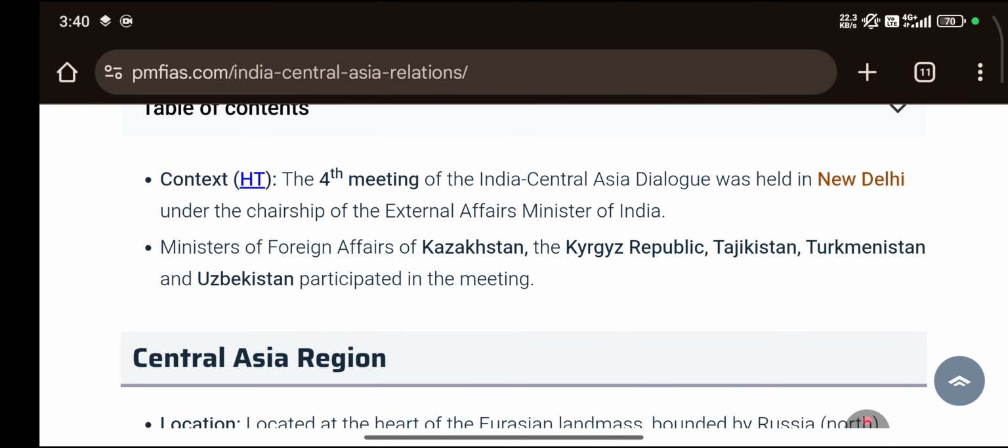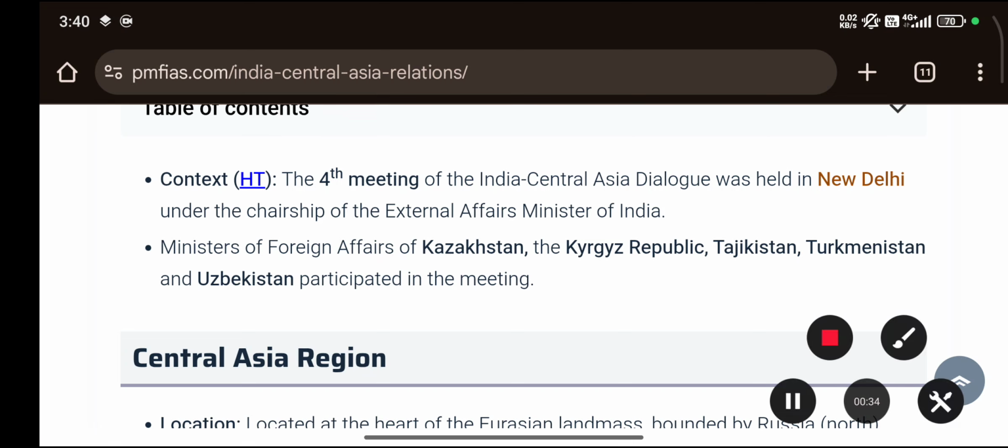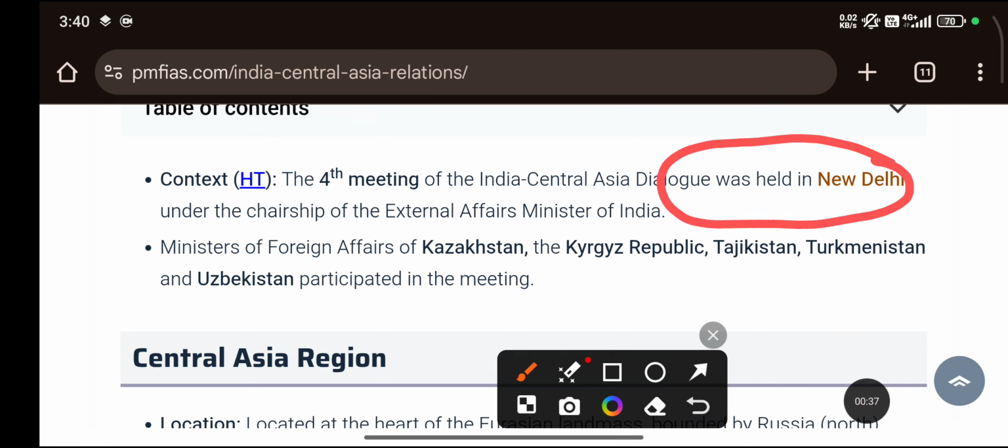First, why is it in news? So obviously the fourth meeting of the India Central Asia Dialogue was held in New Delhi under the chairmanship of the External Affairs Minister of India. Look, so who was the chairperson? It was the External Affairs Minister.